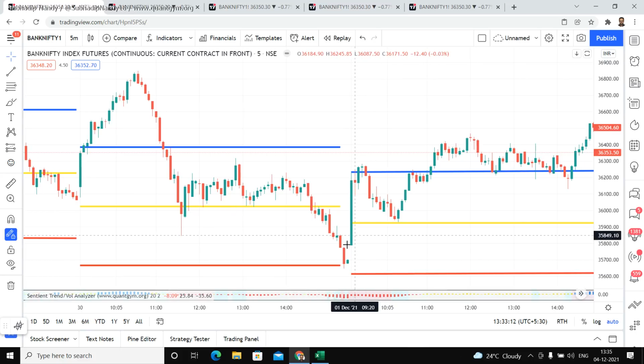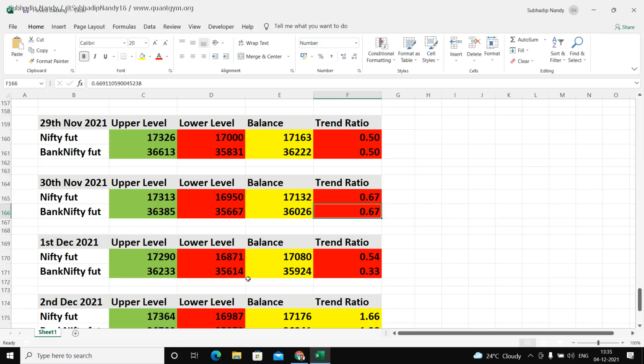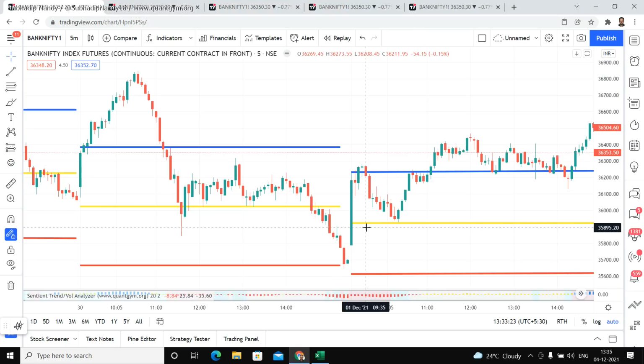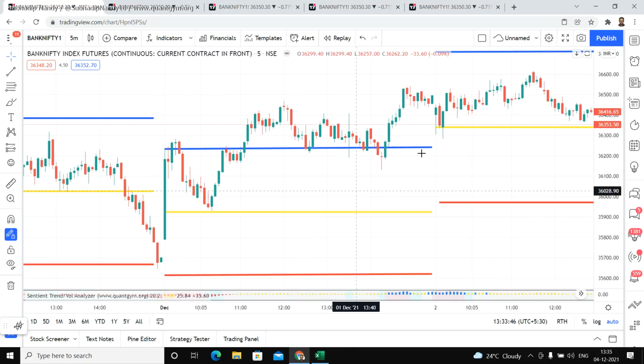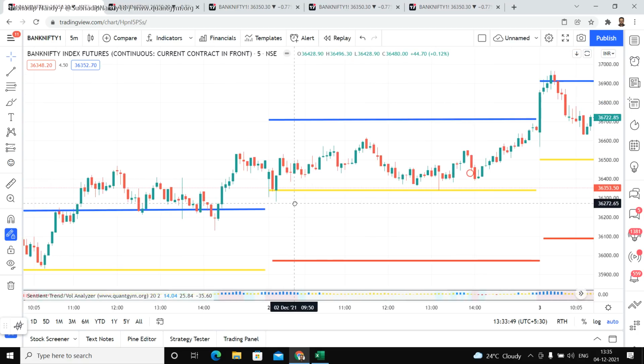Now on December 1st, your ratio was even more bearish at 0.33. It was one of the lowest ratios we ever saw, right? The market opened somewhere around 35,795, jumped up and hit the upper level, stayed there for around 10-15 minutes, and then sold off heavily, coming down exactly to the balance. From 36,263 to 36,936 was somewhere around 350 points. It came down, went up, took resistance, again jumped up, and in the evening it crossed again and went up.